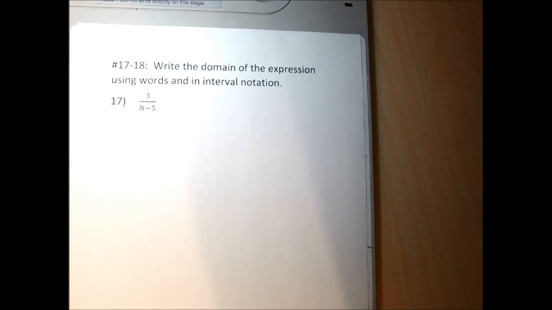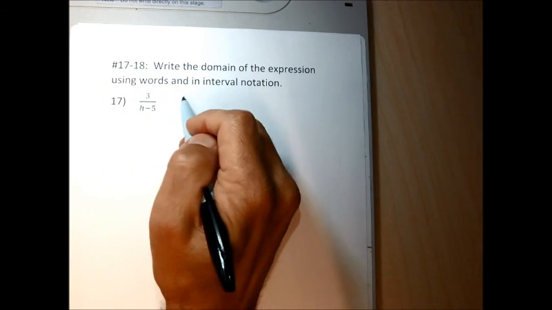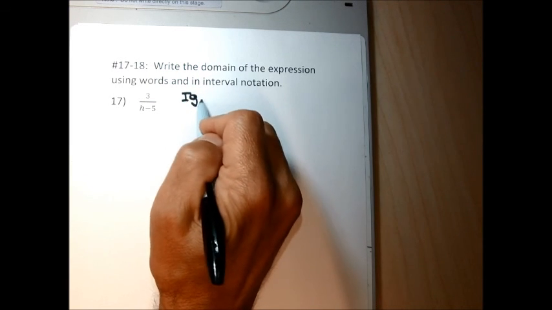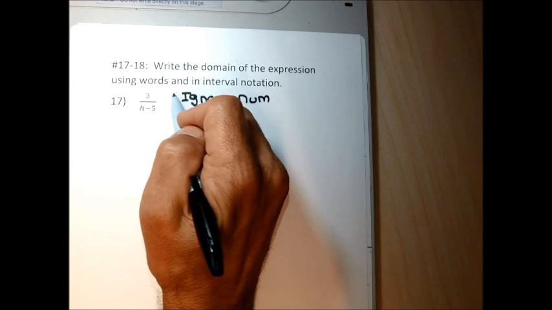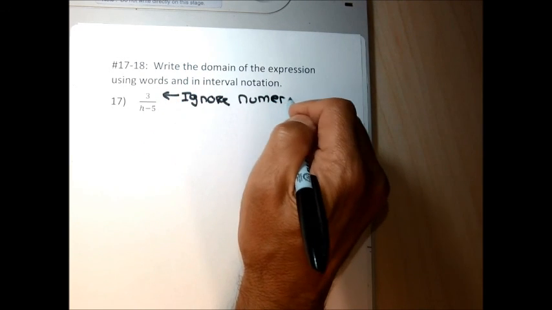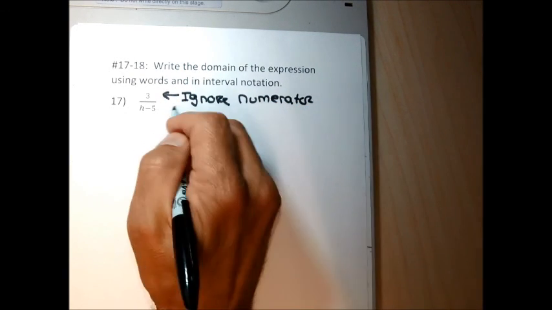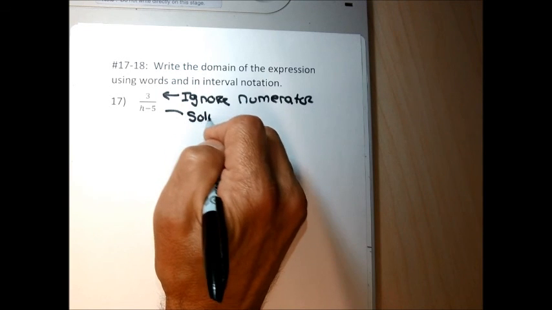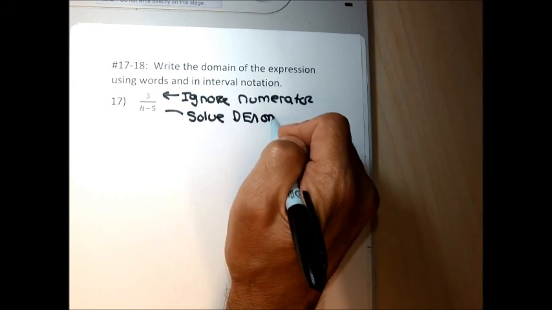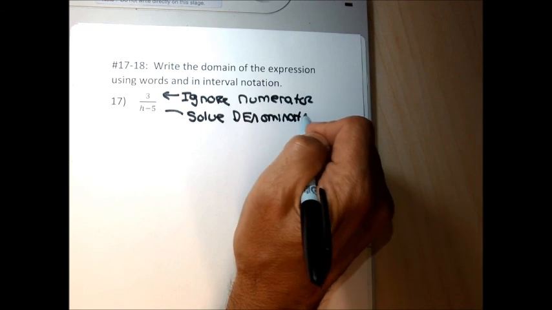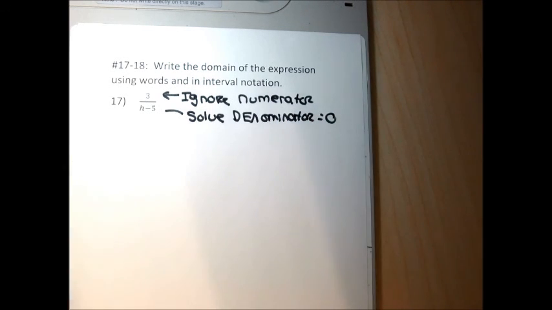Alright, so 17 wants me to find the domain of a fraction, and always to find the domain of a fraction, we ignore the numerator. So I'm going to ignore the 3. And I solve the denominator equal to 0. But that's not enough. Just solving the denominator equal to 0 gets me the important number for my answer, but it's not written in a nice form.